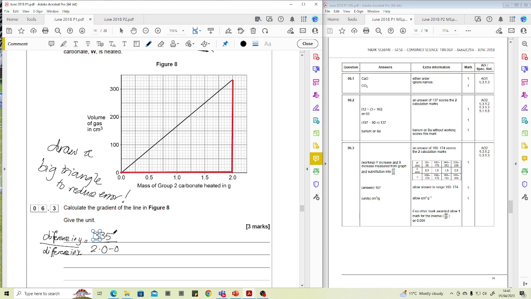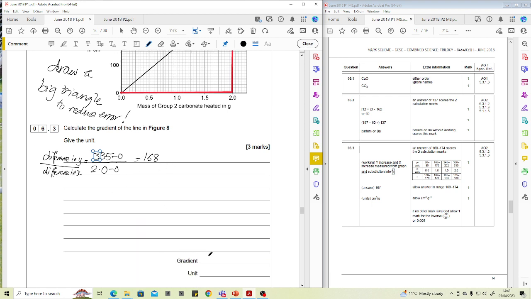Take away 0 for both of those. That's about 168, something like that. Okay, and then we've got some units to give as well. And so the units should match up to the units for above and below. So this should be centimetre cubed and this should be grams, and I divided one by the other, so it's centimetre cubed per gram.